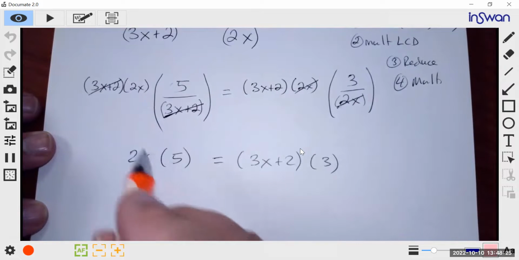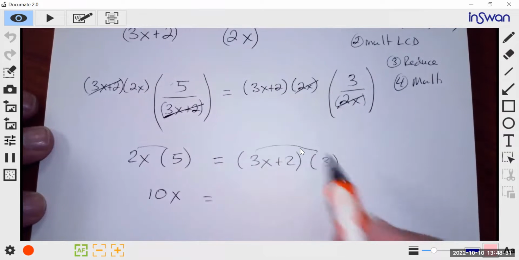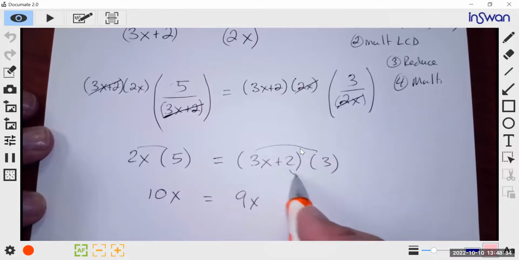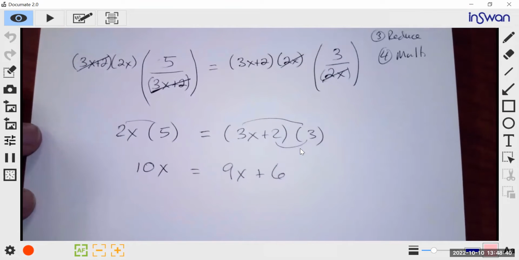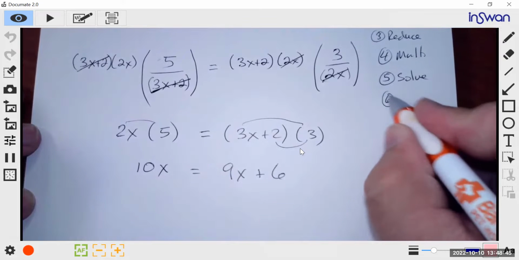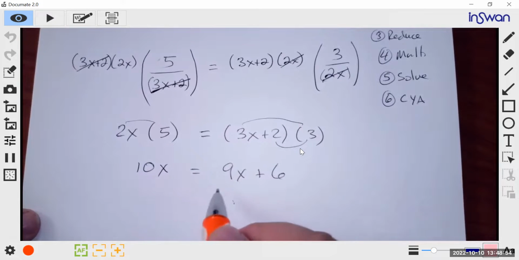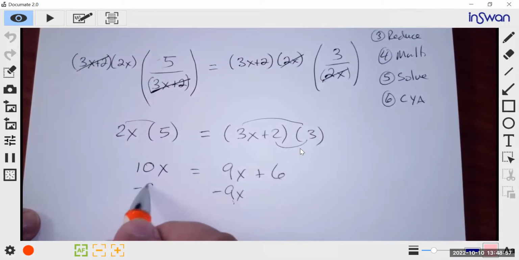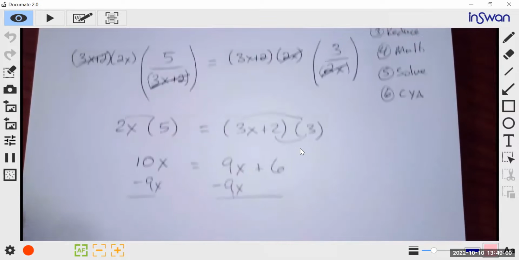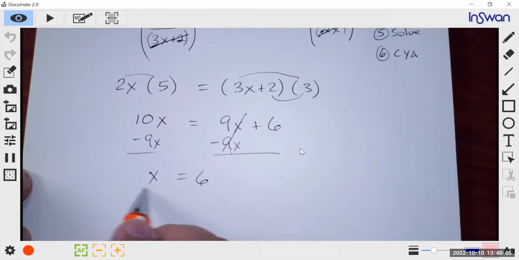Multiply to get rid of the parentheses. 2 times 5 is 10x. 3 times 3 is 9x. Positive, positive is positive. 2 times 3 is 6. Now solve. We have x's on both sides. Move the smaller to the larger. 10x minus 9x is x equals 6.